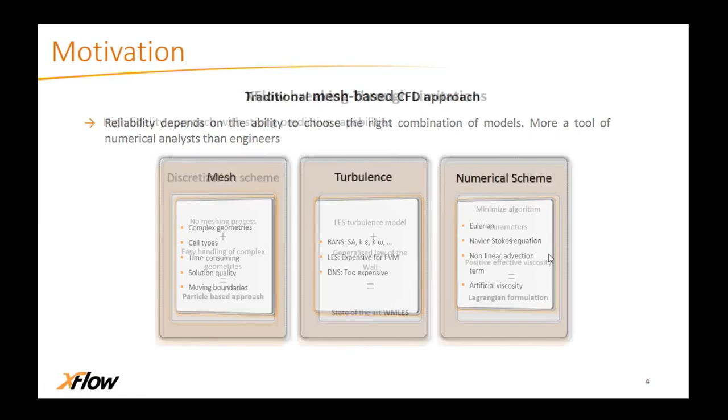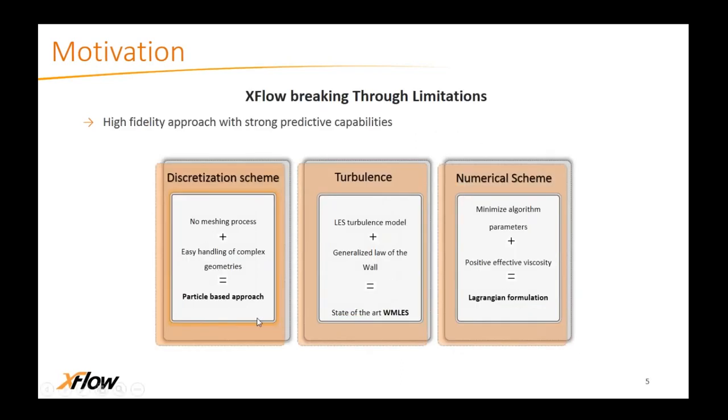So the approach we propose is really getting through the limitations with a particle-based approach based on the lattice-Boltzmann method, which means no meshing process and easy handling of complex geometries. Also, in terms of turbulence, we use an LES turbulence model coupled with a wall function, which is a good accuracy turbulence model. And then we also get a numerical scheme that is extremely easy to handle because of the lattice-Boltzmann method, which is numerically much simpler than resolving the Navier-Stokes equations directly.